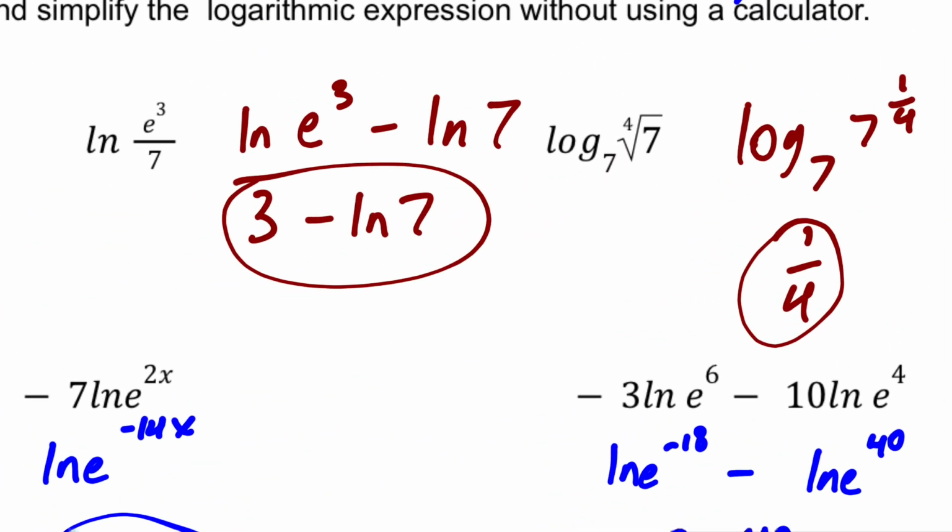For this next one, I'm going to split the fraction into subtraction. And then what's really nice about that is ln e cancels out, and we just have 3 minus ln 7.